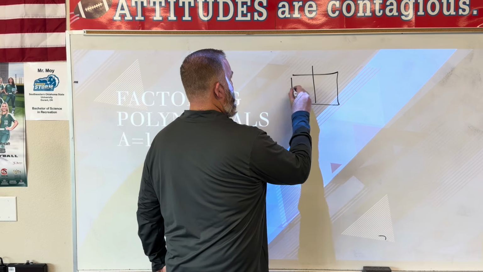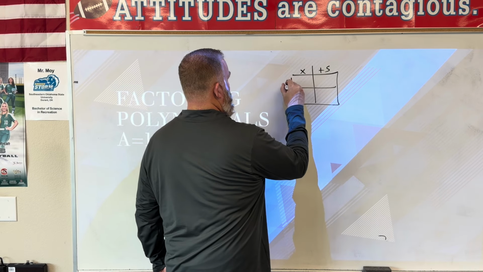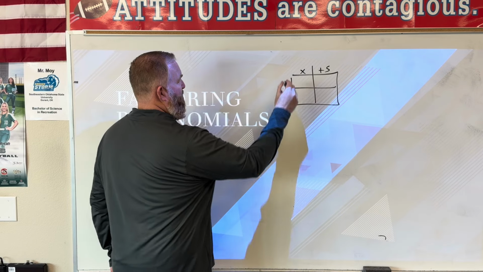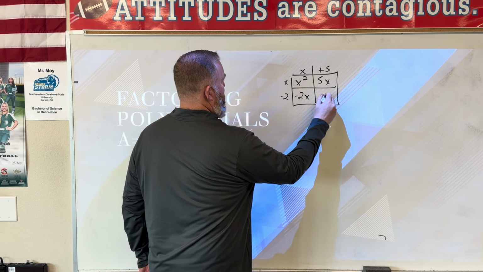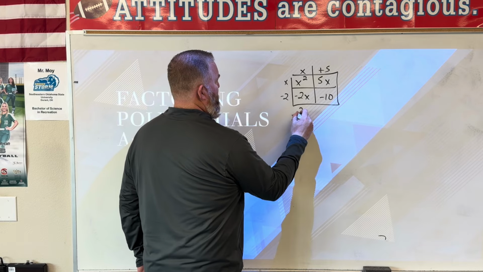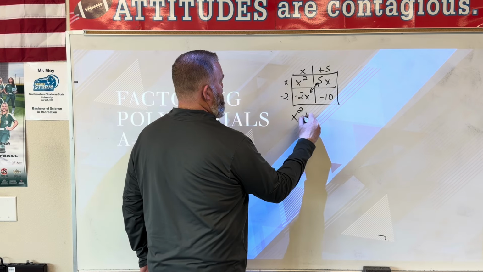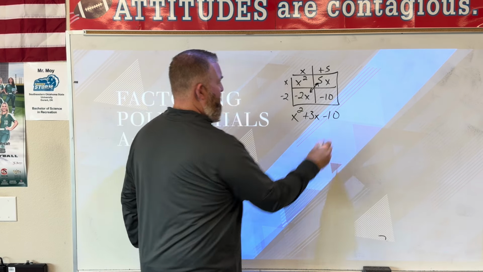Let's say you have x plus 5, x minus 2. You guys remember this? And we would multiply. We'd get x squared. We would get 5x. We would get negative 2x. We would get negative 10. And then we start in the left-hand corner. We add those together. We get positive 3x minus 10. Do you guys remember this?